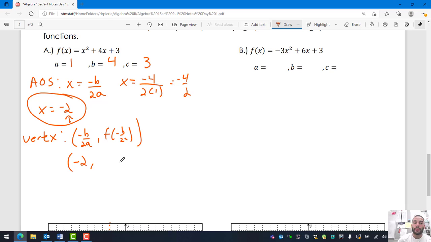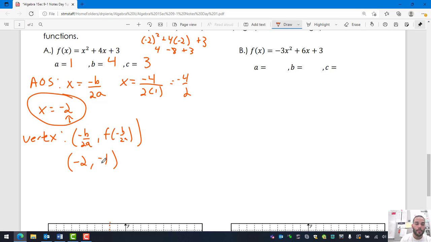Calculator can be super helpful here, but if I want to do this by hand, it's the same thing as -2 squared plus 4 times -2 plus 3. -2 squared is 4, minus 8 plus 3. 4 minus 8 plus 3 should give you, I believe, -1. Calculator can be super helpful, but I just did it by hand.